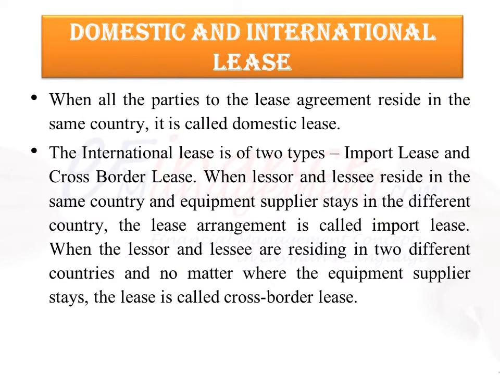Domestic and international lease. When all the parties to the lease agreement reside in the same country, it is called domestic lease. The international lease is of two types, import lease and cross-border lease. When lessor and lessee reside in the same country and equipment supplier stays in a different country, the lease arrangement is called import lease. When the lessor and lessee are residing in two different countries and no matter where the equipment supplier stays, the lease is called cross-border lease.